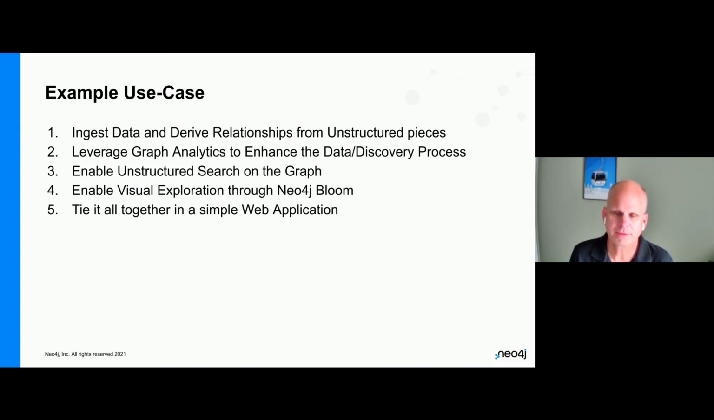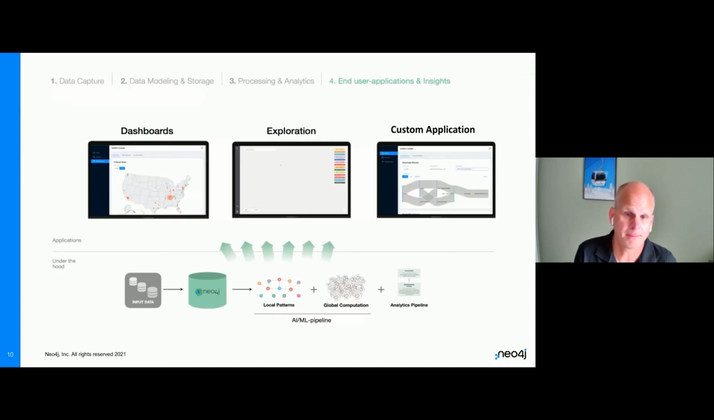Then we're going to leverage some graph analytics to enhance that graph and support the data in the discovery process. We're going to enable unstructured search on the graph using Neo4j's out-of-the-box full text index. And then we're going to enable visual exploration through that graph using Neo4j Bloom. We're going to tie it all together in a simple web application. So that's going to be our demo for today.